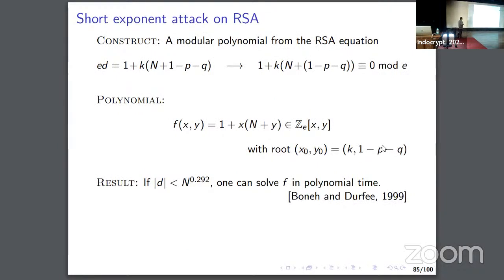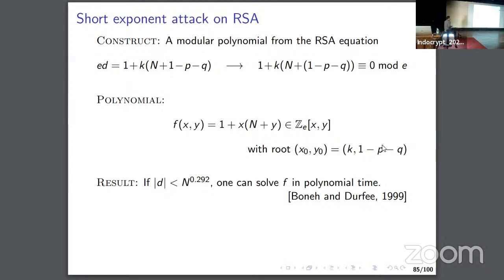Similarly, we have the second RSA equation, ED equal to 1 modulo phi(N). So we have this equation we have already discussed. Now, if you consider this polynomial over this polynomial ring, and we want to find the root of this polynomial, Boneh and Durfee in Eurocrypt 1999 proved that if the decryption exponent d is less than this bound, N to the power 0.292, then one can find the root of this polynomial. So if you know the root of this polynomial, you know k, 1 minus p minus q. So you know p plus q, you know the product. So you can find p and q. Okay.